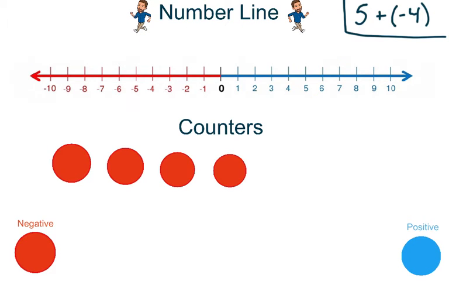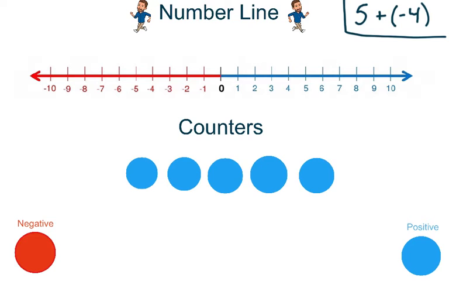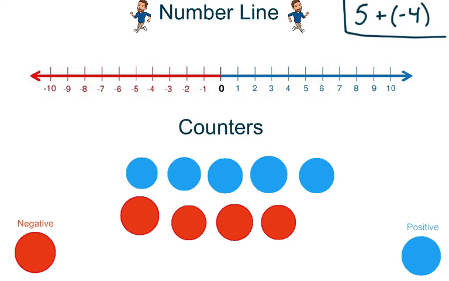With the counters, I have a positive 5. Then I add a negative 4. So I'm going to put in 4 negative counters. So 1, 2, 3, and 4. So here's what we know about positives and negatives. When I have a positive and a negative, that cancels out. They are 0 pairs. Positive 1 and negative 1 make 0.